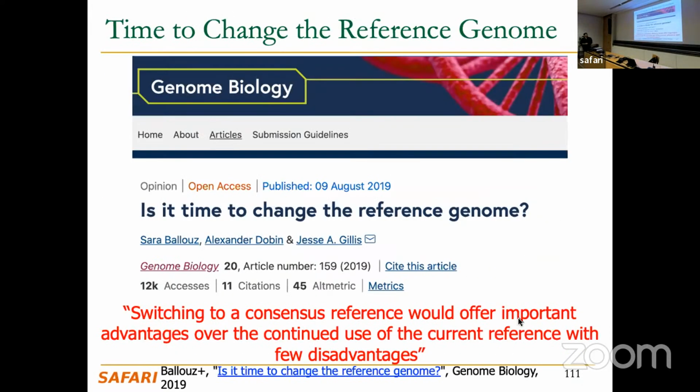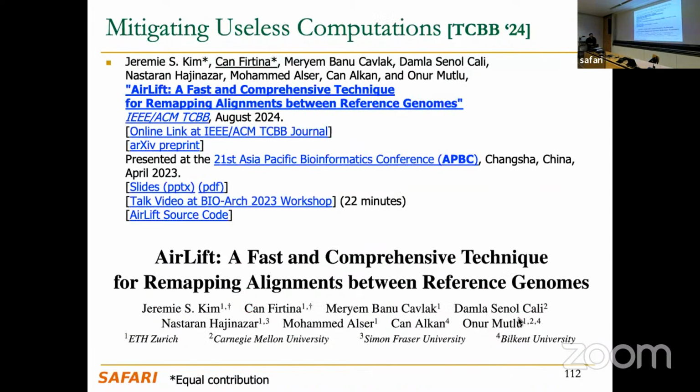We also work on designing algorithms, not just architectures, for genome analysis. For example, one question is, what if the reference genome gets updated, right? Do you really need to do the computation from scratch?